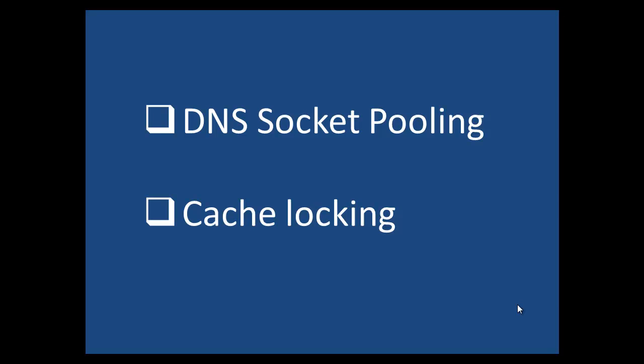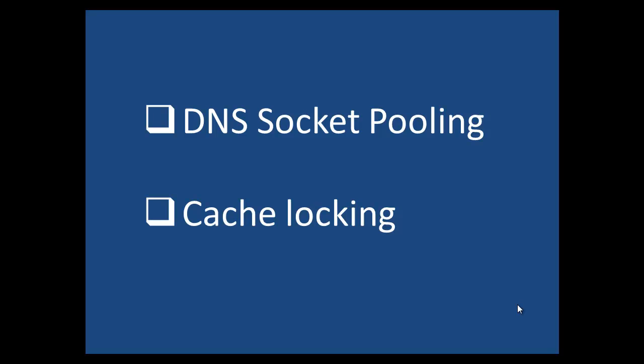With DNS socket pooling, we are using what we call source port randomization when issuing queries. And this provides enhanced security against cache poisoning attacks. Now we have a socket pool within DNS. This socket pool is enabled with default settings on computers, but we can also customize the socket pool setting.